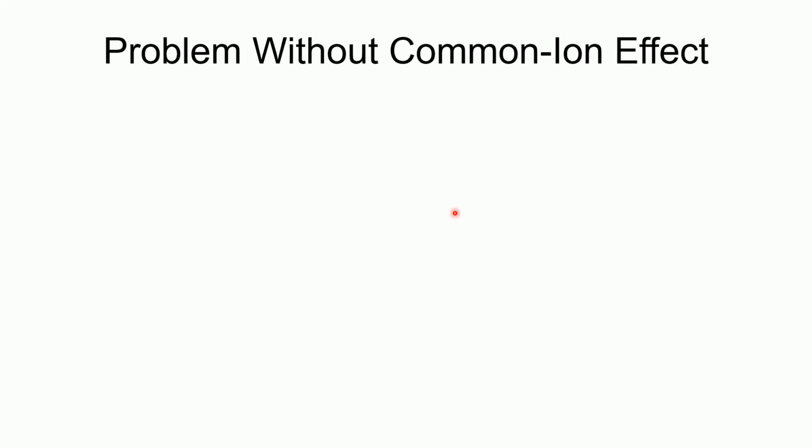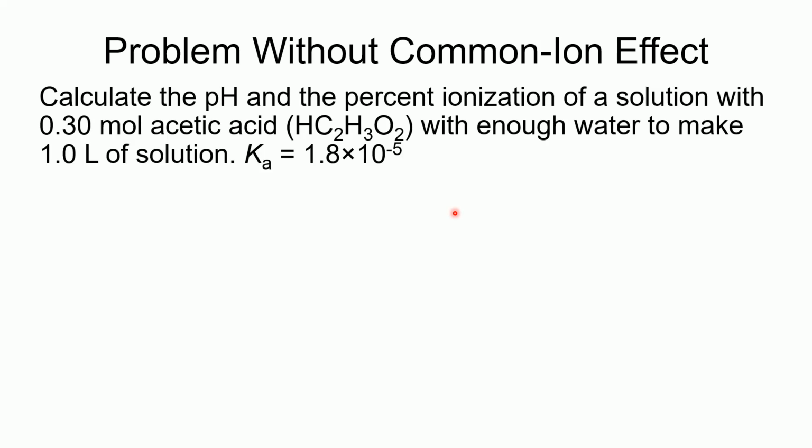All right, so I'm going to show you another one, one without and one with the common ion, and we're going to go through the steps so that you're able to solve these, that you're able to come up with a plan on solving these. So here, this is actually one that we saw in chapter 16. Calculate the pH and the percent ionization of a solution that is 0.30 molar acetic acid, or 0.30 moles of acetic acid and enough water to make 1 liter.